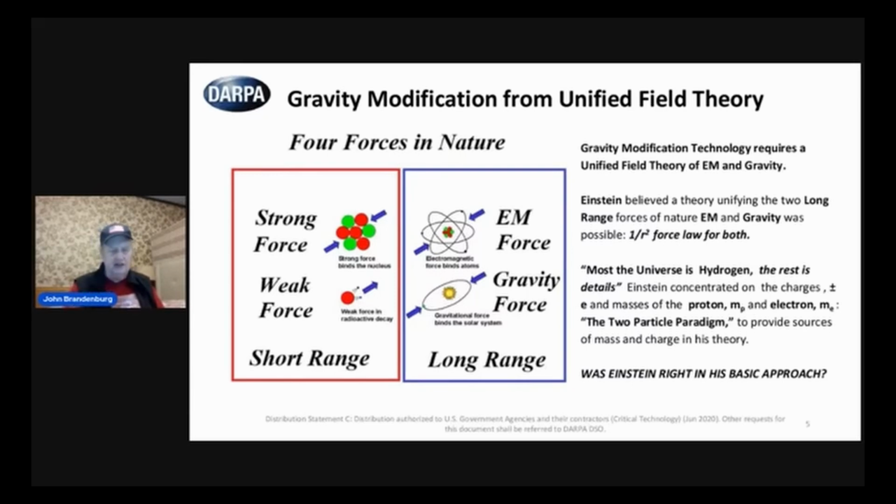So Einstein attacked this problem. He thought he was certain you could isolate the two long-range forces. And he also said somehow hydrogen is the key to understanding matter, which is, of course, the source of charge and mass that drive the gravity and E&M forces. Next.